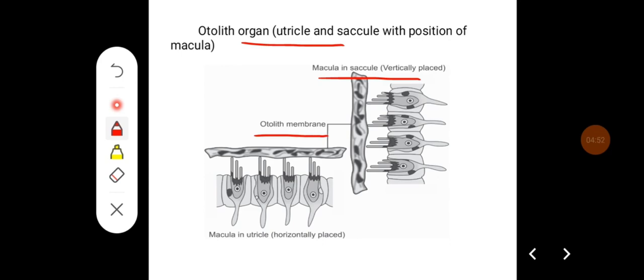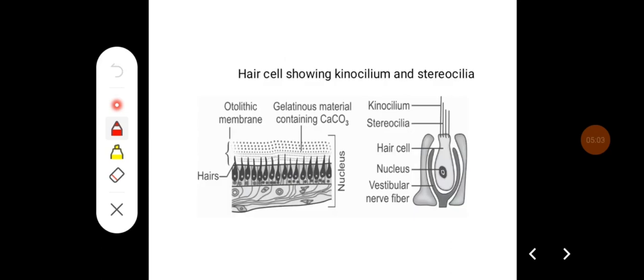You can see the hair cells, the kinocilium and stereocilia being embedded into the otolith membrane. Here is the structure again, the otolith organ showing the otolithic membrane, which is composed of gelatinous material containing calcium carbonate, and the hair cells being embedded into it. And here you can see the hair cell. Each hair cell is made up of kinocilium, which is the tallest one, and the smaller ones are called stereocilia.